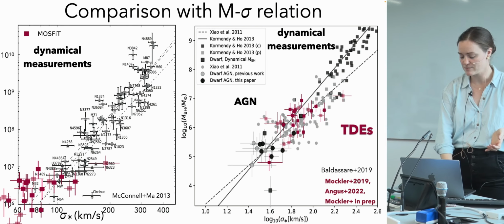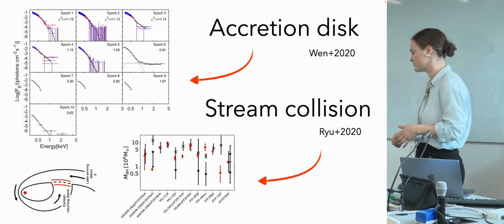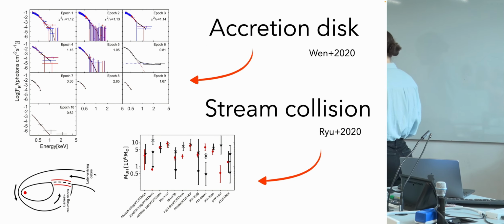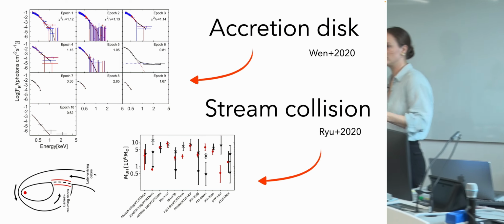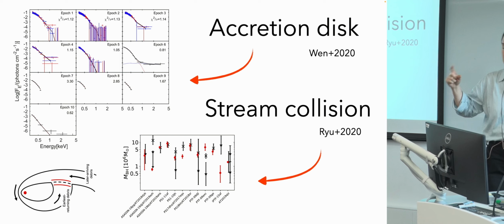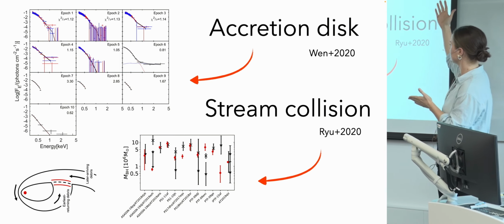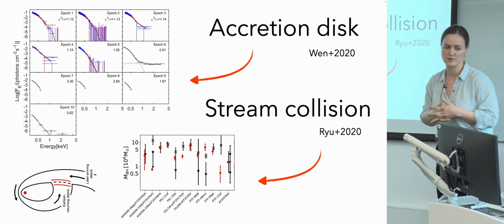And this is really exciting, but it still doesn't actually tell us about the source of the emission. It doesn't tell us, for example, about the actual forming accretion disk. And so there are other models that actually try to model the emission either as an accretion disk or as stream collisions and see what they get.